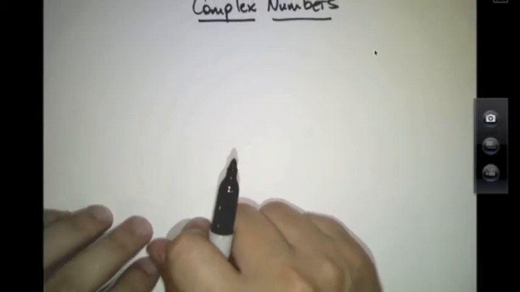I want to go through a short tutorial on complex numbers. I'm certainly no mathematician, but in the language of quantum mechanics, we need to know a little bit about complex numbers, which some of you may have learned about in previous mathematics courses.